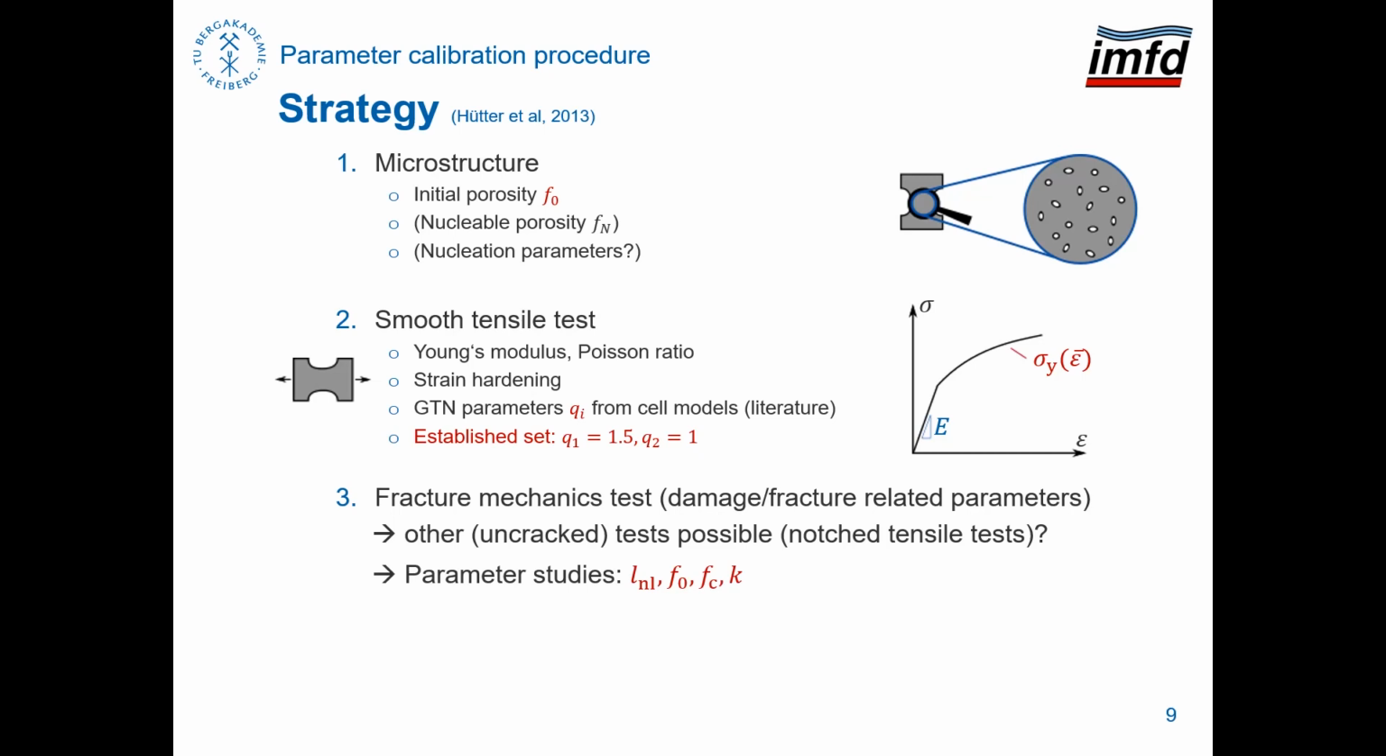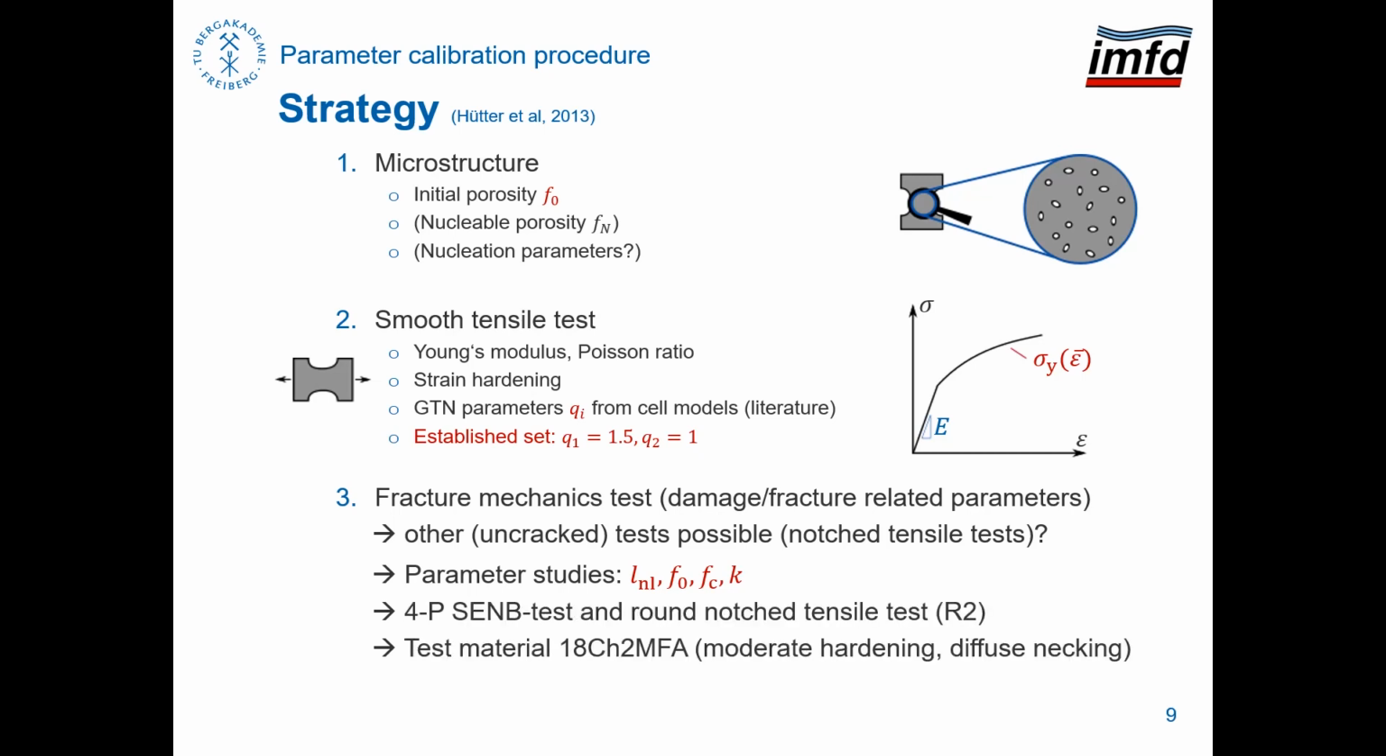Therefore, a sensitivity study is performed for a 4-point SANB scenario as fracture mechanics test and a round notch tensile test as uncracked specimen. For the elastic plastic behavior, properties of a specific pressure vessel steel are assumed, which exhibits a moderate strain hardening and a pronounced diffuse necking during tensile testing.